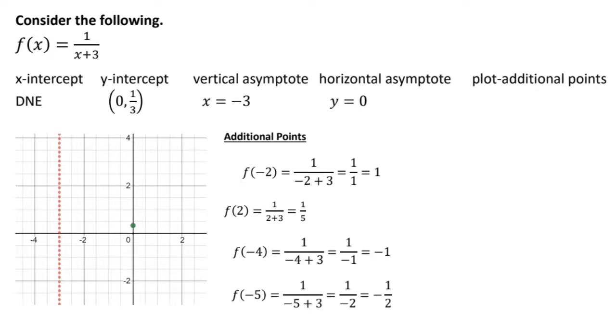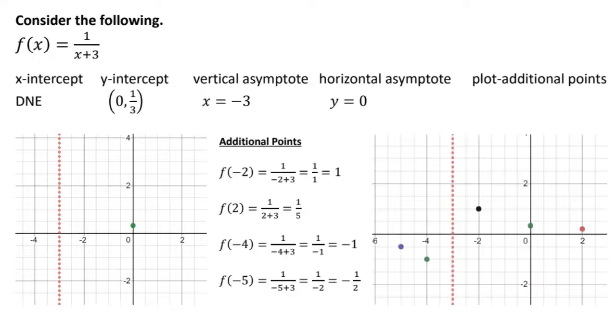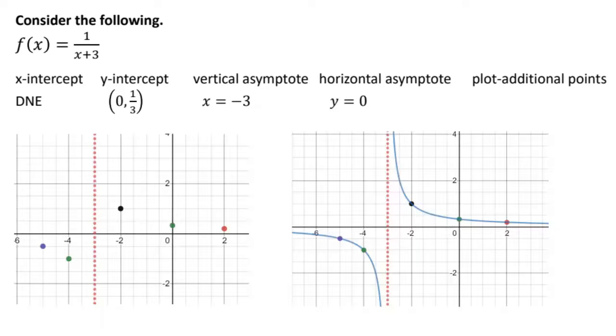If we pick some additional points, we can come up with these points. And once we do that, we try to draw a smooth curve. Again, we're using the computer to generate that smooth curve, and you have this graph. Again, these graphs come very, very close to our asymptotes, but they don't cross or touch them.